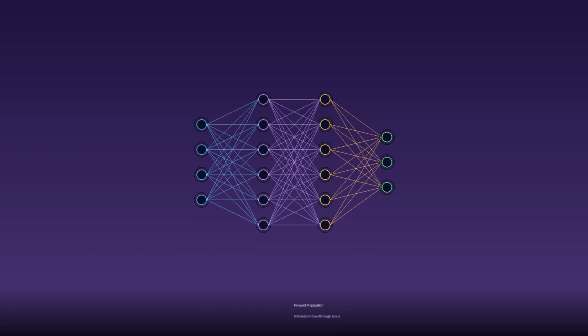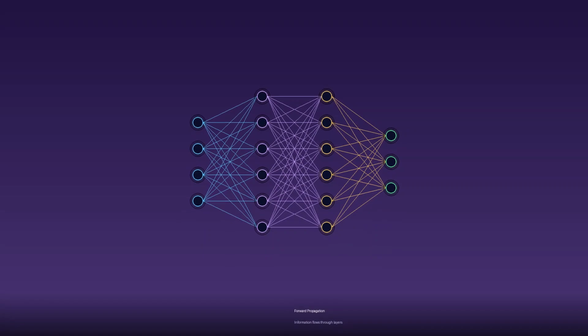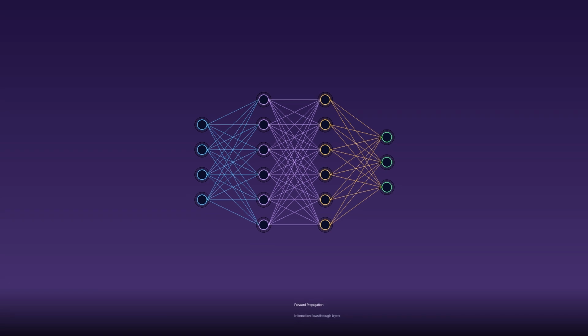In forward propagation, data flows from input through hidden layers to output. Early layers detect simple features like edges. Middle layers combine them into shapes. Deep layers recognize complex concepts like faces or objects.